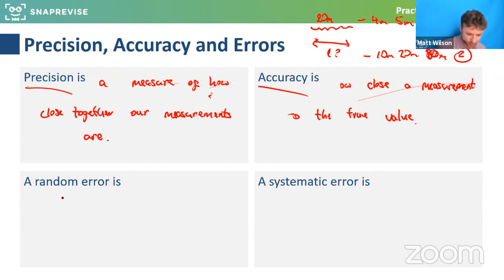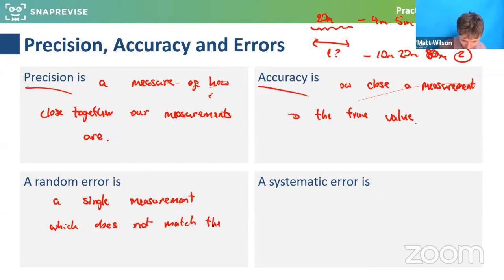And now we're going to mention two other things, definitions of random and systematic errors, and we'll just jot these down. So, a random error is a single measurement which does not match the pattern of the other results, or let's say does not match the true pattern. Okay, good. Typically, a random error could be due to some kind of isolated fault. It could be that I literally misread my ruler when I measured the length of the piece of string. It's unlikely to happen, but occasionally it'll happen, and that's a random error.